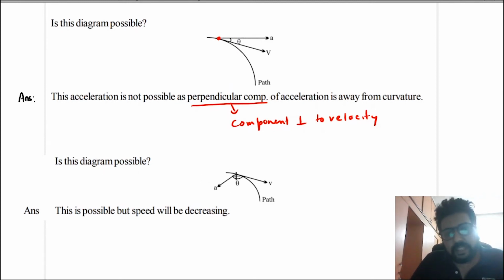Is this diagram possible? In this case, when you resolve this acceleration perpendicular to the velocity and along velocity, you will see that this perpendicular component can be towards the center. So this diagram is possible, but because AT is opposite to v, it will be retarding. So this is possible, but the speed will be decreasing.